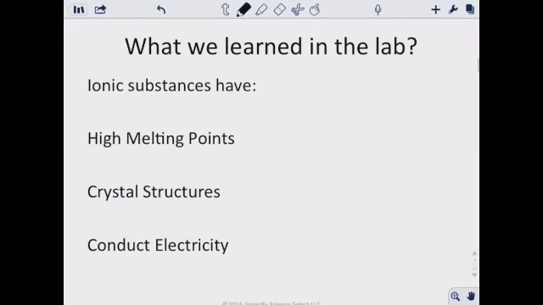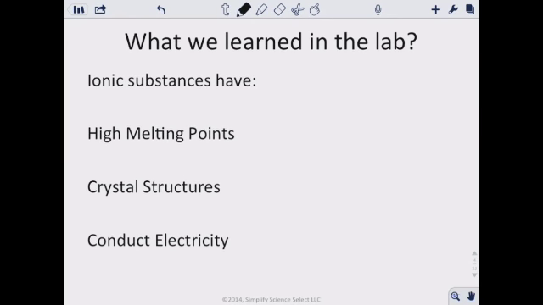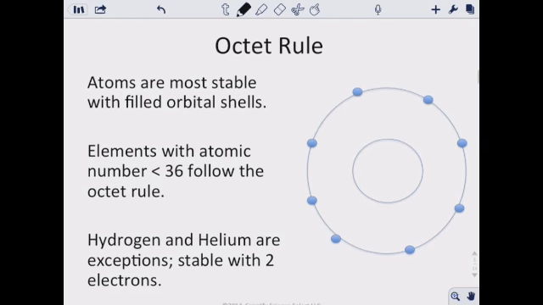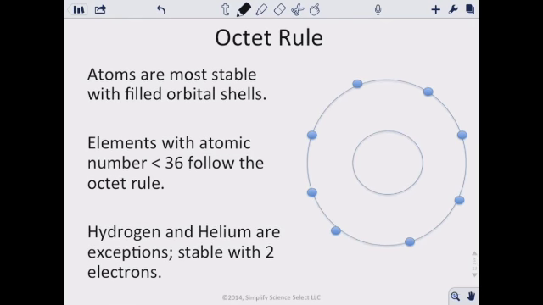Now, what we learned in the lab is that ionic substances have very high melting points. They have a very organized crystal structure, and they conduct electricity. This is what we should have pulled from the lab. Now, jumping into the lecture, the first thing we're going to start with is the octet rule. We talked about those noble gases already having 8 valence electrons. Well, they satisfy the octet rule.